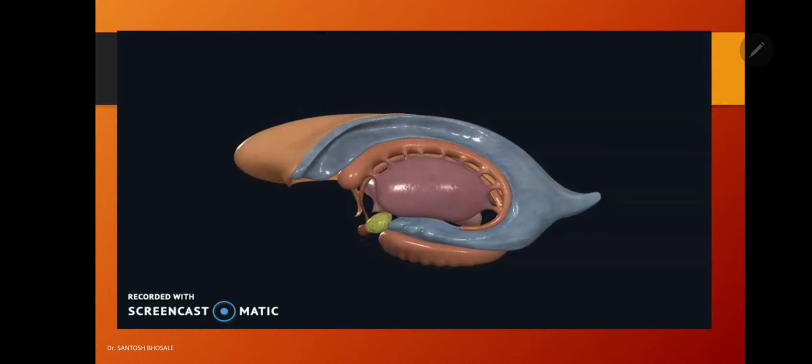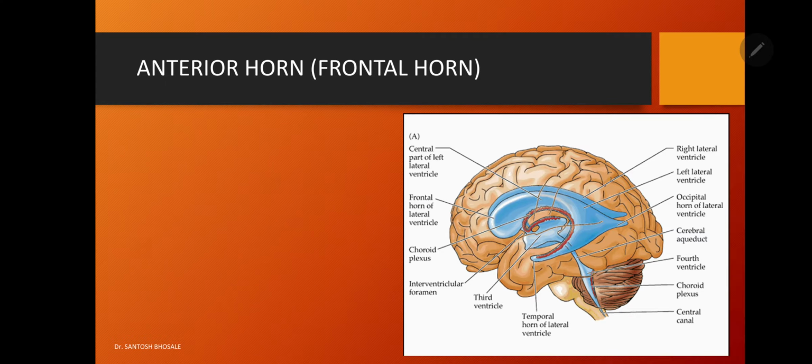And these are the different relations of the lateral ventricle. So coming to the anterior horn, we will see the different parts one by one. First we are seeing the anterior horn. It is also known as the frontal horn. Why? Because it is located in the frontal lobe. You can see that is the anterior horn of the lateral ventricle.